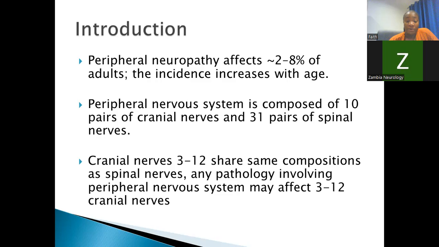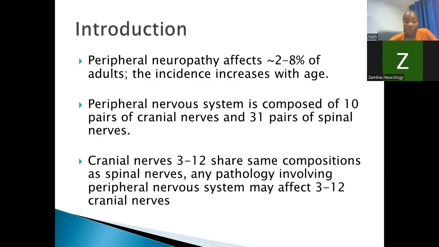And then also as a reminder to all of us, the peripheral nervous system is actually composed of 12 pairs of cranial nerves as well as 31 pairs of spinal nerves. A lot of times people tend to forget that cranial nerves also have a component that is a part of the peripheral nervous system, excluding the first two cranial nerves, which are the olfactory and the optic nerve. However, from the 3rd to the 12th cranial nerve, they do have a component that is in the peripheral nervous system. And for the spinal nerves, all the 31 pairs do have a component in the peripheral nervous system as well.